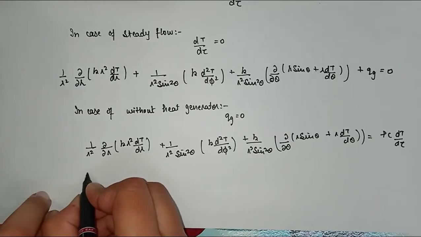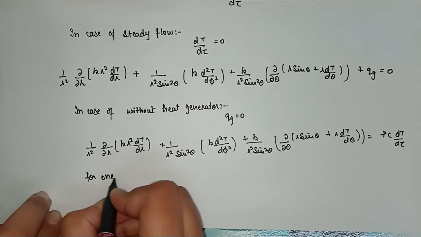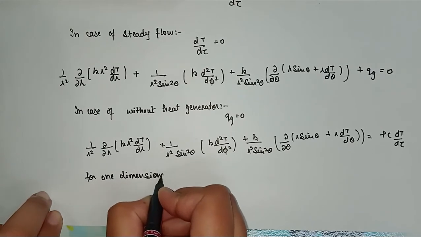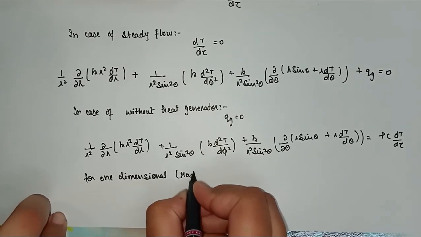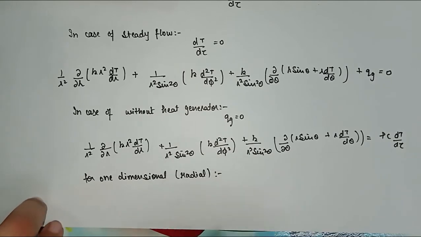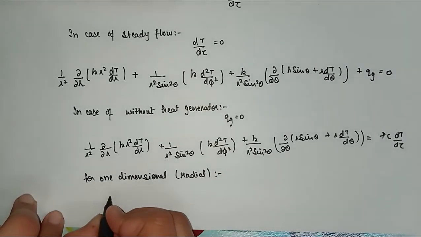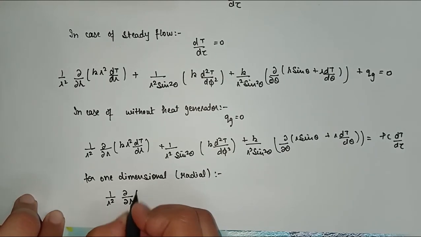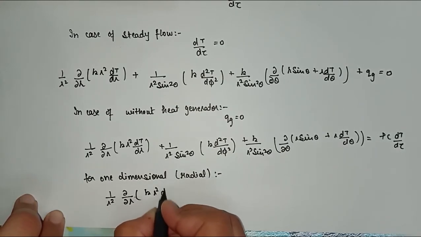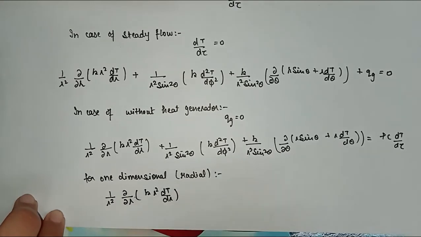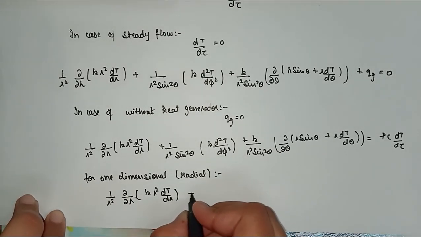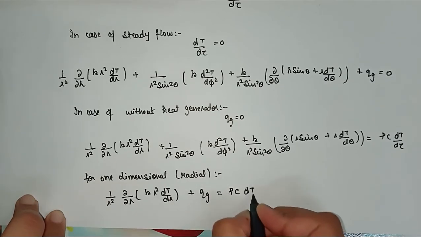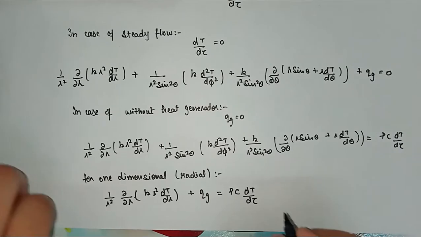Now third case, when the heat flow is one-dimensional. Let's assume heat flow is in radial direction. Therefore, curl with respect to theta and phi will be equals to 0, and the equation would be reduced to 1 divided by r square curl of k r square dt upon dr with respect to r plus qg equals to rho c dt upon d tau.